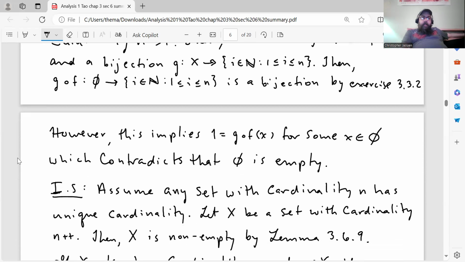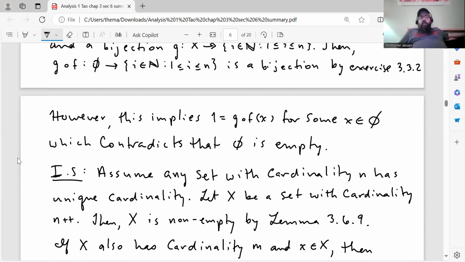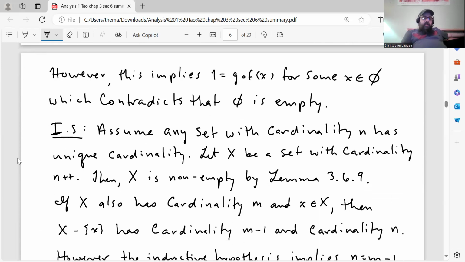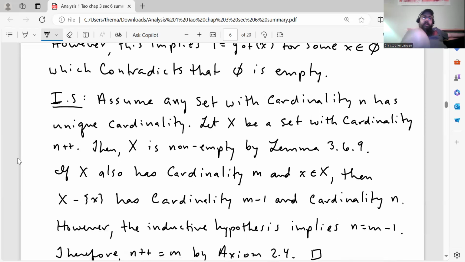Then that would imply that one is g composed of f of x for some x in the empty set, which contradicts that the empty set is empty. So that's the base step. The base step is satisfied. Then we go on to the inductive step, and here's where we're going to need the lemma that we just proved a few minutes ago.